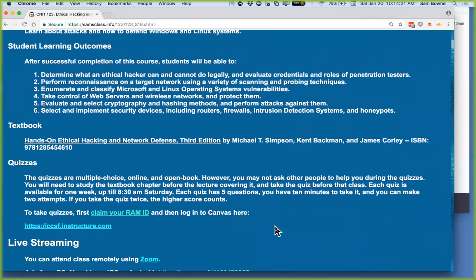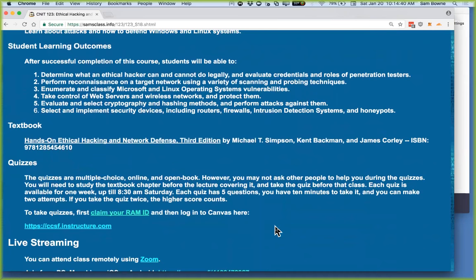So we'll talk about what ethical hacking is, learn how to do reconnaissance and attacks on networks, and take over wireless networks, web servers and such, and a little bit of cryptography. There's a whole class in cryptography you can take here that's not offered this semester, but that goes into more depth. And all right, there's quizzes.